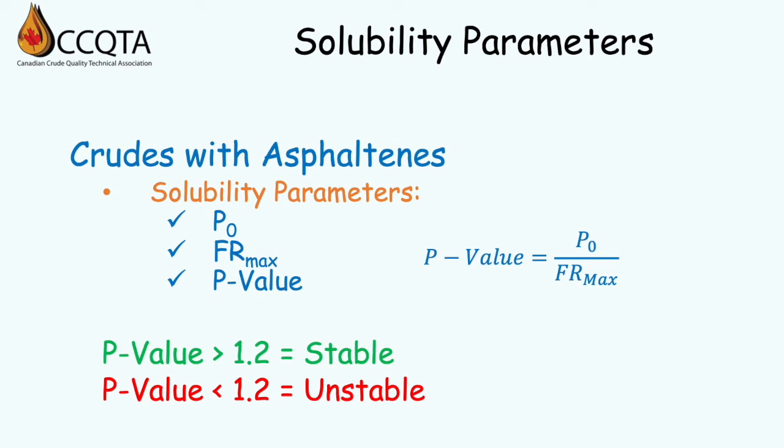Based on the solubility testing and the development of the calculations of the solubility parameters, stability guidelines have been established for crudes with asphaltenes. Crudes or crude blends with p-values of greater than 1.2 are generally considered stable, while p-values of 1.2 or less are considered unstable. Handling or processing unstable crudes runs the risk of desalter upset, emulsion formation, heat exchanger fouling, tank bottom buildup, deposition in pipelines, etc.